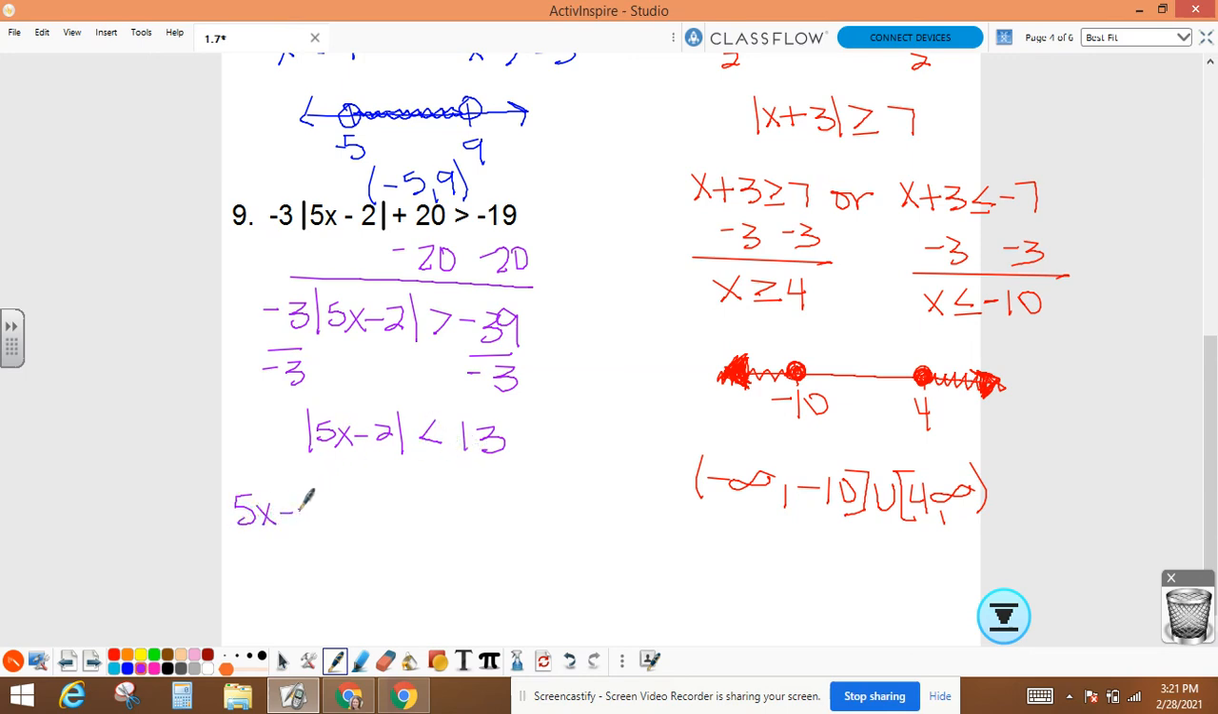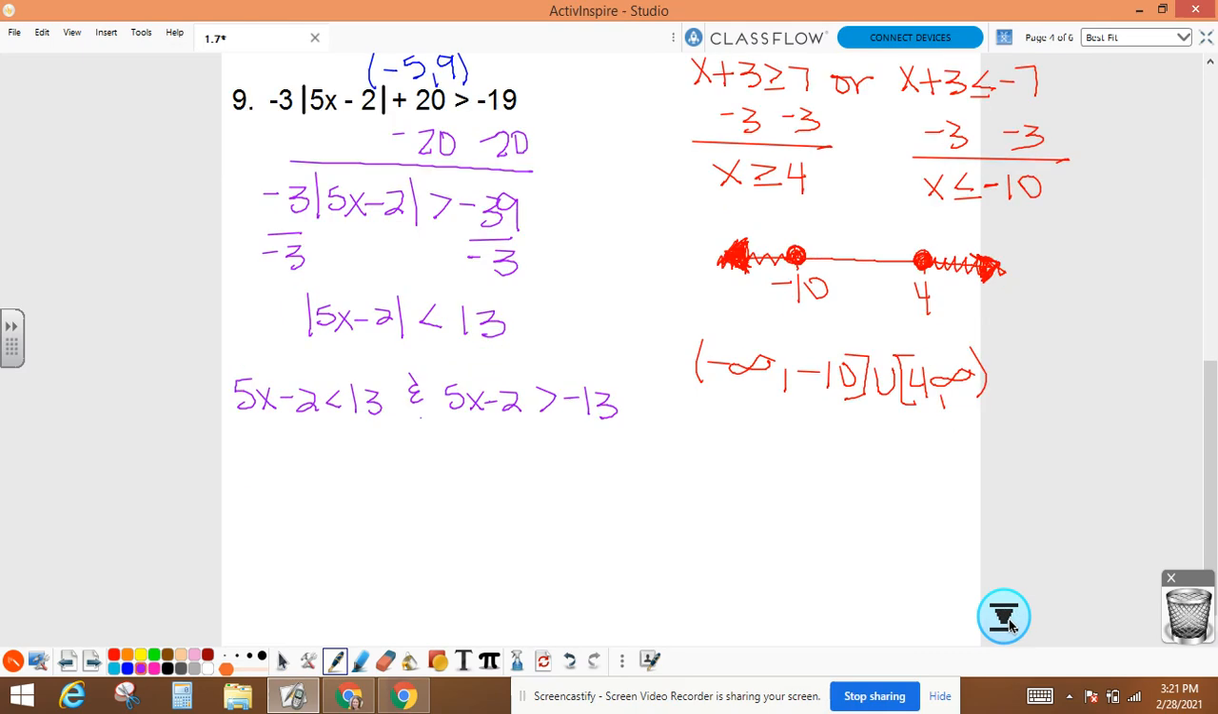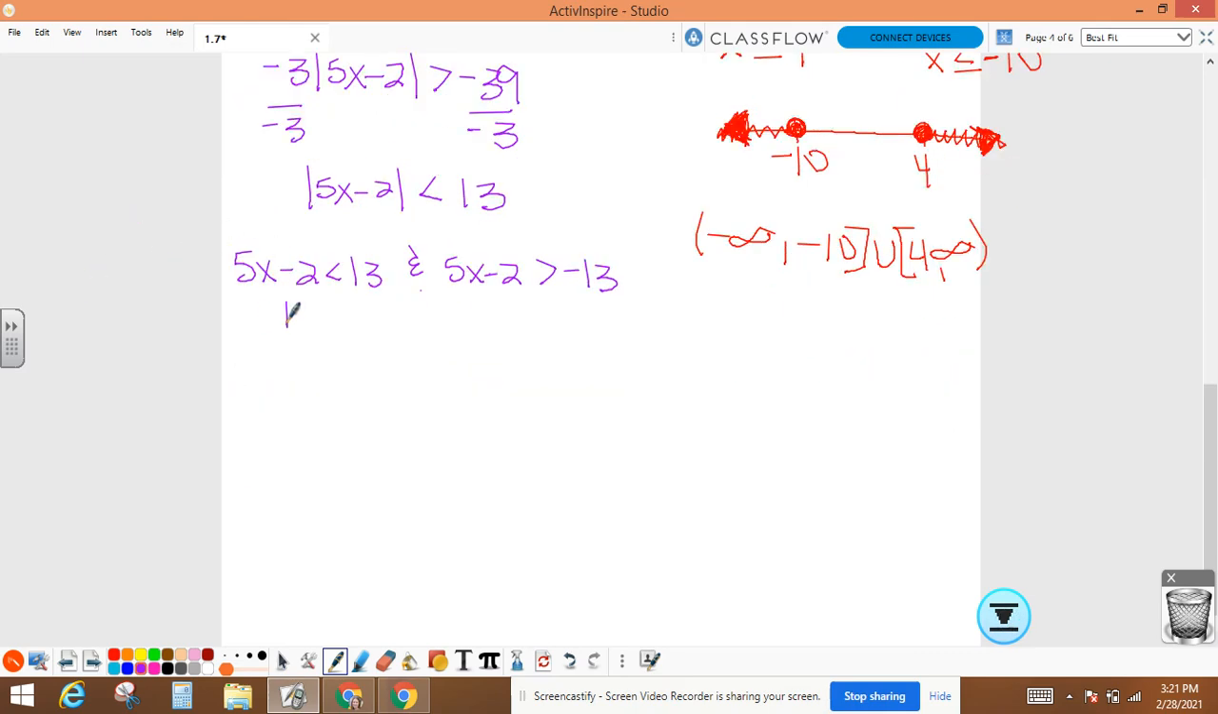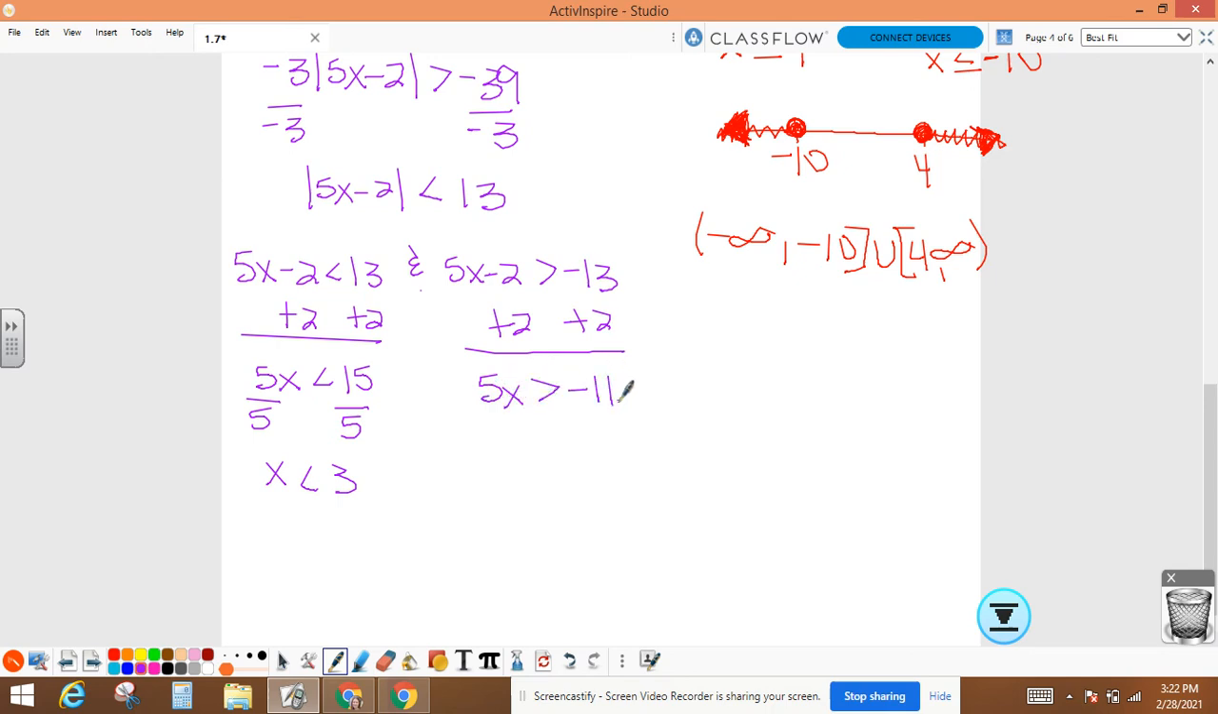So we have 5x minus 2 is less than 13. And then, and 5x minus 2 is greater than negative 13. All right, so we're going to add 2. Divide by 5. And we have x is less than 3. Here we're going to add 2. Divide by 5.